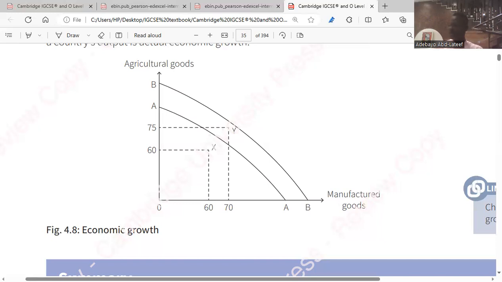Outward shift will come based on if government is doing well in society or in the country by giving out subsidies. Subsidies are financial help. Like the government is giving business people $5,000 to help their business. They will be motivated to do more. Do you understand? So these are what we call outward shift, based on technological advancement, government subsidy, education.